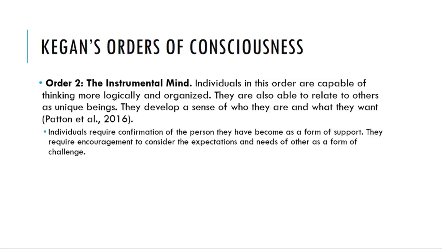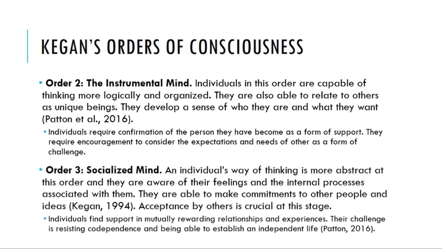Order 2 is known as the instrumental mind. Individuals in this order are capable of thinking more logically and organized. They are able to relate to others as unique beings. They develop a sense of who they are and what they want. Individuals require confirmation of the person they have become as a form of support, and they also require encouragement to consider the expectations and needs of others as a form of challenge. This helps them move on to the next order.